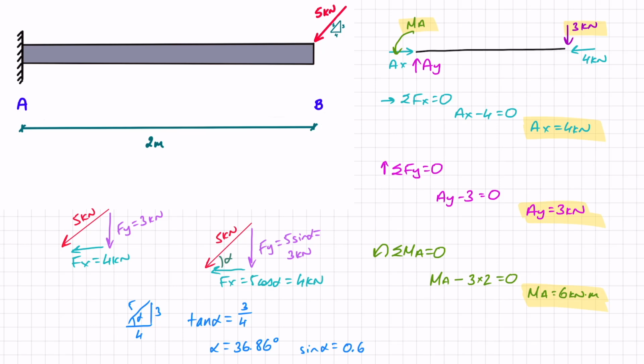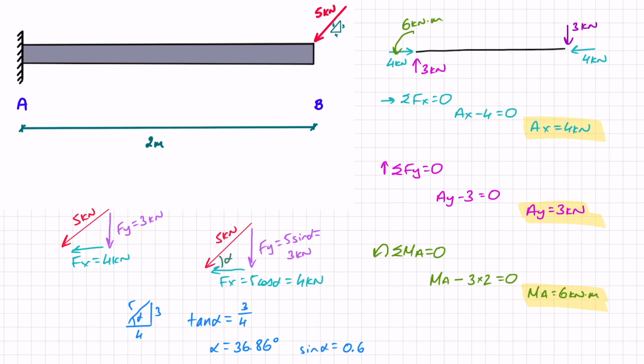Before I do my check, I'm just going to quickly draw everything in. So starting off with AX worked out as 4 kilonewtons. It turned out positive, which means the direction I assumed is correct. AY was 3 kilonewtons, once again positive, so the direction I assumed is correct. And MA also came out positive, once again meaning that the direction that I assumed is correct, and that is 6 kilonewton meters. So first things first, let's do a quick sense check.